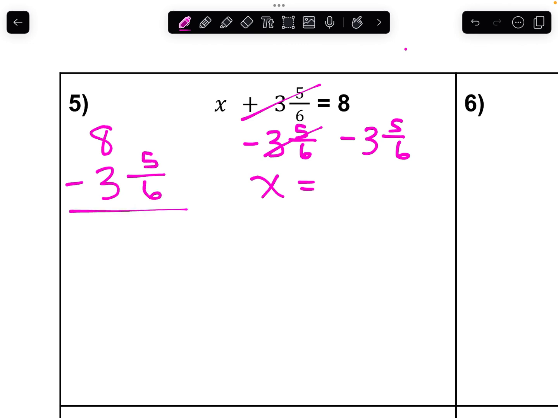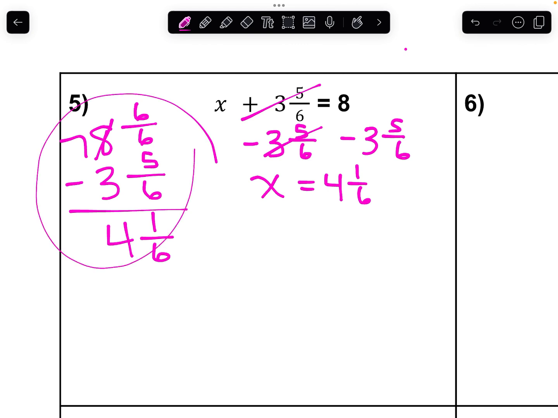This is borrowing with mixed numbers. So this is basically 7 and another whole to make 8. So if we borrow 1 from the 8, make it a 7, then we can add the 6/6 here, so we can take this 5/6 away, which is what we need to do. That will leave us with 1/6. 7 take away 3, that's 4. So we have 4 and 1/6 over here.